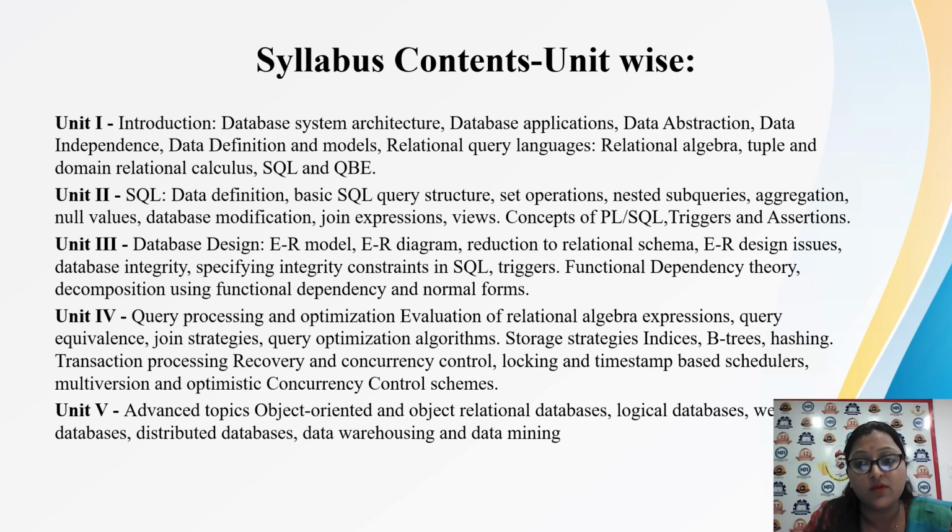Next is trigger. What is trigger? Trigger is a special type of stored procedure that automatically runs when an event occurs in the database server. Next is assertions. Assertions means we can use assertion when we know the particular condition is always true. Next, we will go through the unit 3rd, database design. In that, we are going to see the ER model.